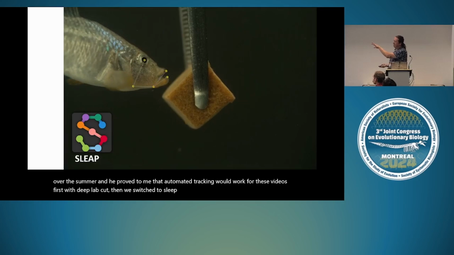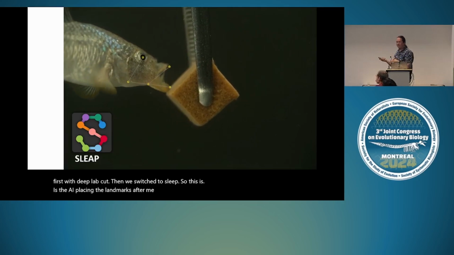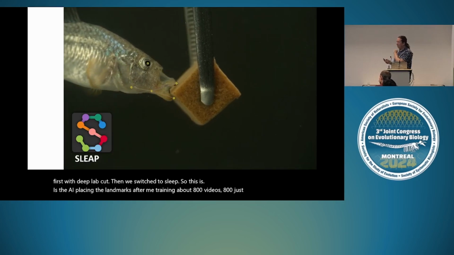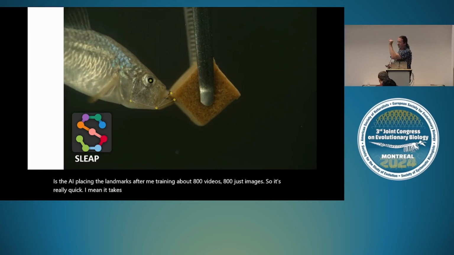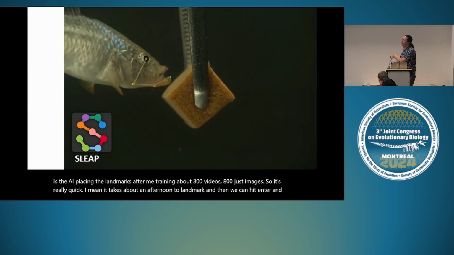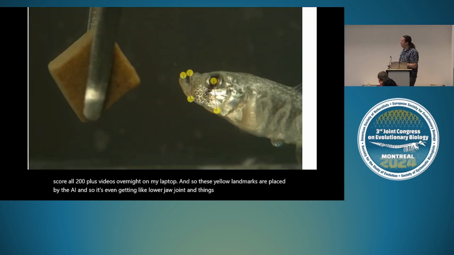So this is the AI placing the landmarks after me training on about 800 images. It's really quick. It takes about an afternoon to landmark, and then we can hit enter and score all 200-plus videos overnight on my laptop. And these yellow landmarks are placed by the AI. It's even getting the lower jaw joint and things like this, right? Let's see this one more time.